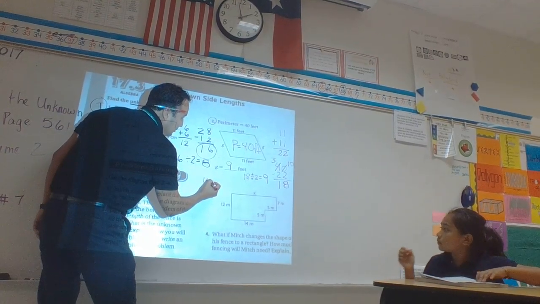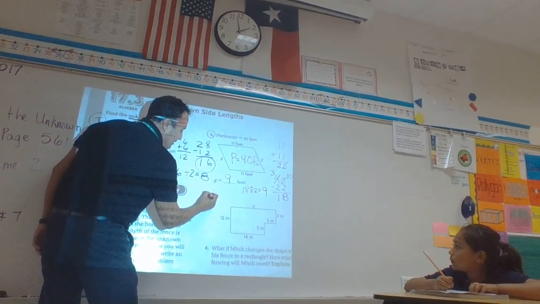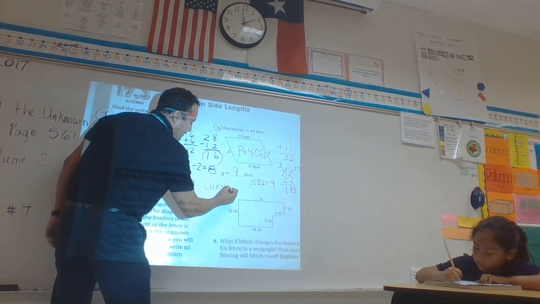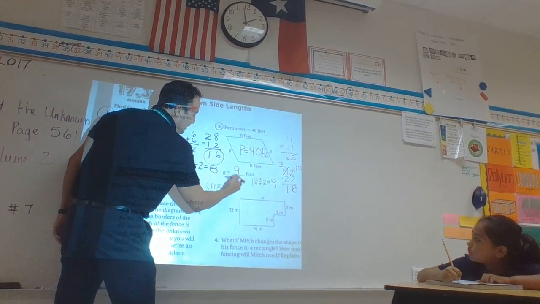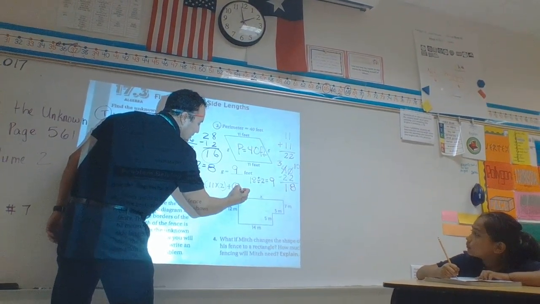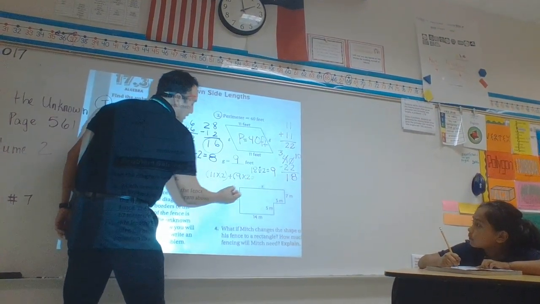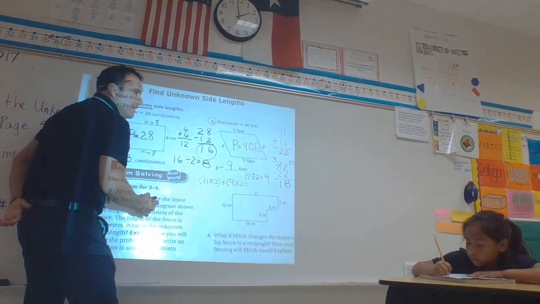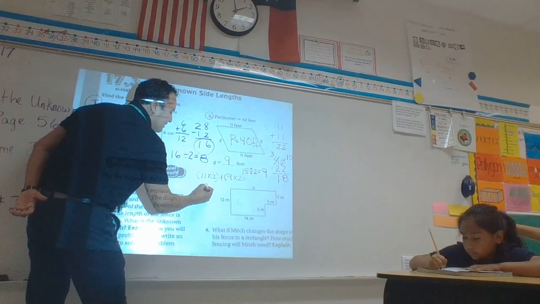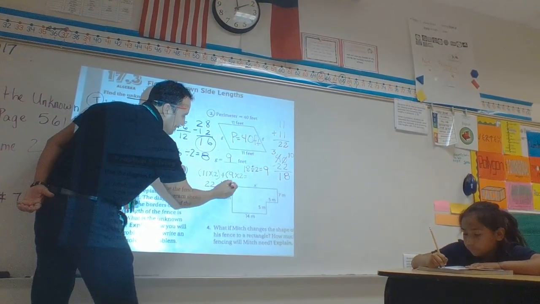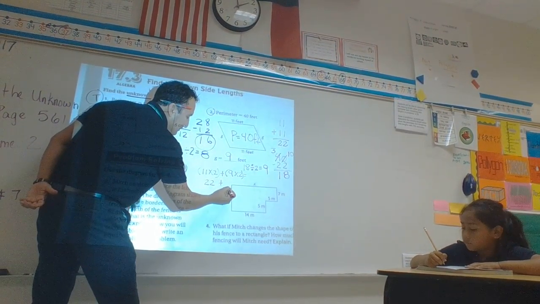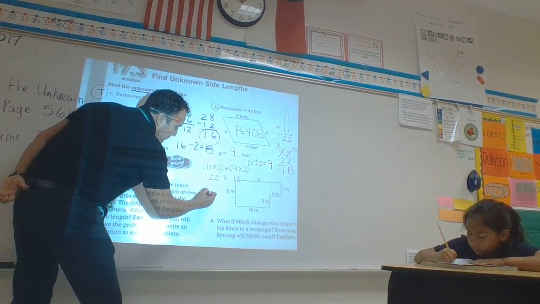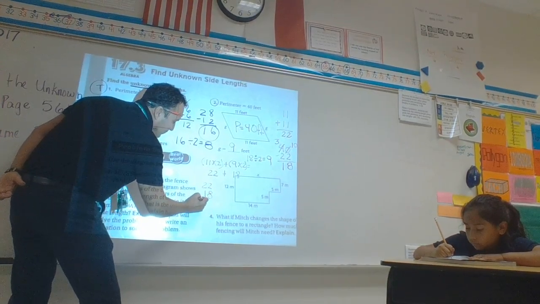Another way I could solve it would be 11 times what? 11 times 2. Plus, I know G is 9, so it's 9 times 2. Good. Which is going to equal the perimeter. What's 11 times 2? 22. Good job, 22. Plus 9 times 2? 18. Now I'm going to add it vertically, not horizontal.